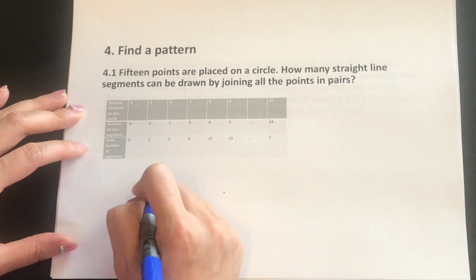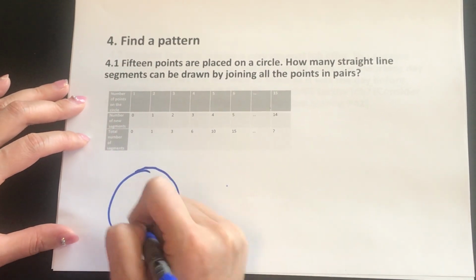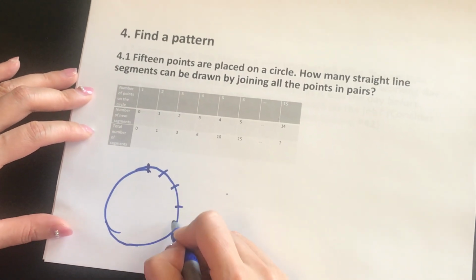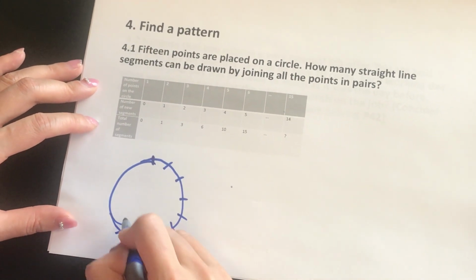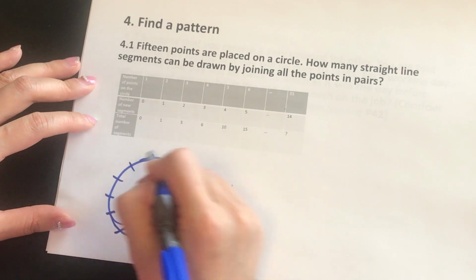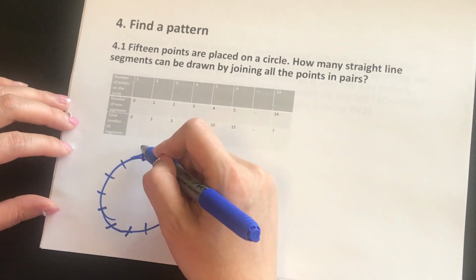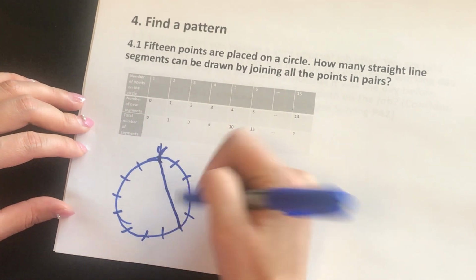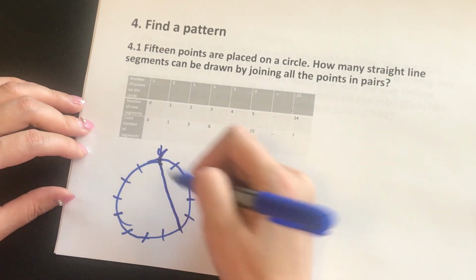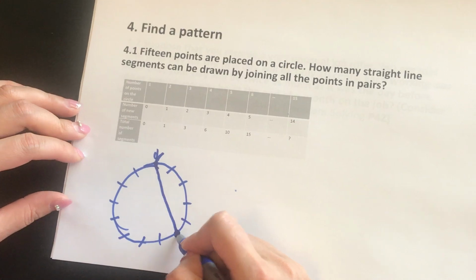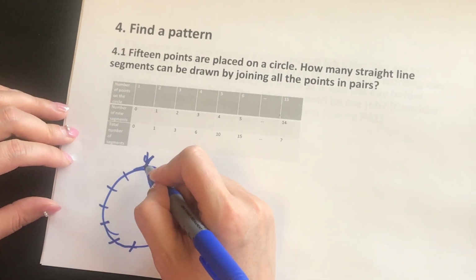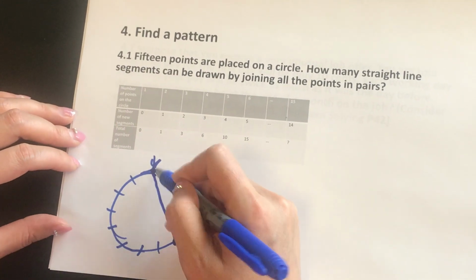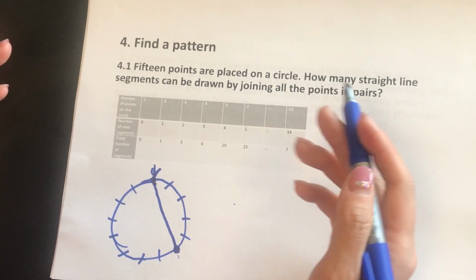In this problem, we can draw a picture. So you have a circle. You have 15 points on the circle. So this is a rough sketch. I didn't count. The key point is, if you start with this point and connect it with any of the other points, it would be the same as the other points connecting back to this point. So these two lines are actually the same one.